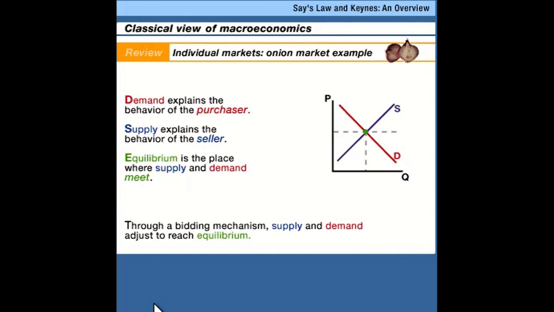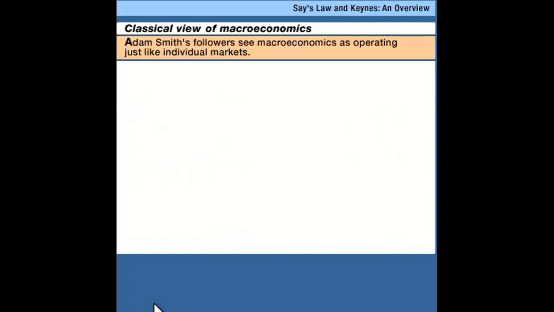The classical economists, that is the disciples of Adam Smith, believed that the macroeconomy worked just like the market for onions. It was like one big supply and demand apparatus interacting with prices and wages constantly adjusting to keep us in equilibrium. The way the classical economists saw the problem of the business cycle was as follows.